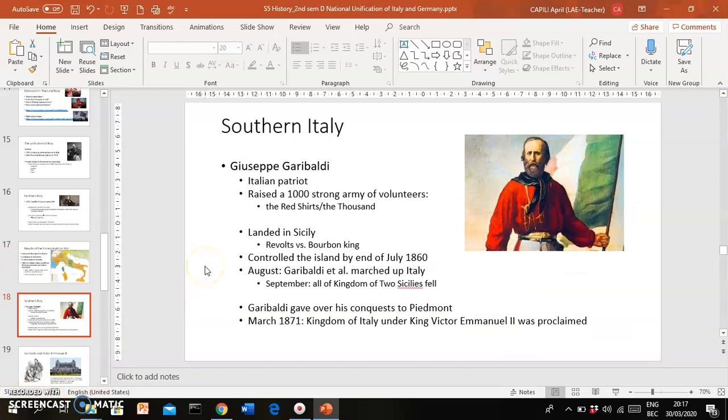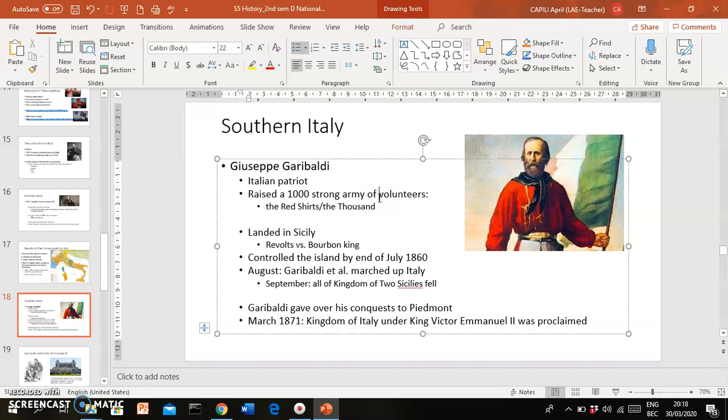Now, southern Italy, you have another figure, Giuseppe Garibaldi. He was a revolutionary and Italian patriot, quite dedicated to the cause of putting together and founding an Italian nation. He had an army of volunteers. They were called the Red Shirts or the Thousand Red Shirts because of the clothes that they wore, as you can see here. Garibaldi would start in the south of Italy.